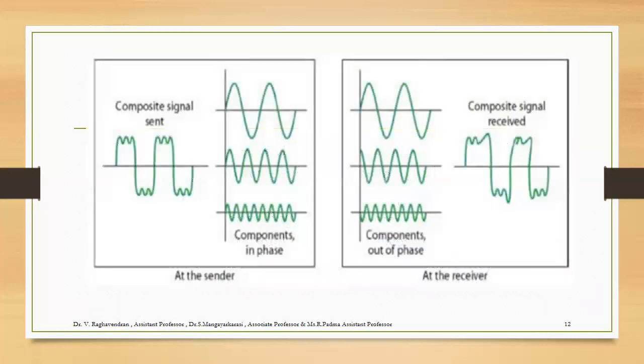So this is an example of the sender end and receiver end. The composite signal is sent by the sender, which can be converted into different frequencies at different phases. Here I am going to use three components in the phases. Based on frequency level, it is converted into different waves. It is transmitted to the receiver end, where the separate signals are converted again into a single composite signal. So what the sender sent, the same should be received by the receiver.